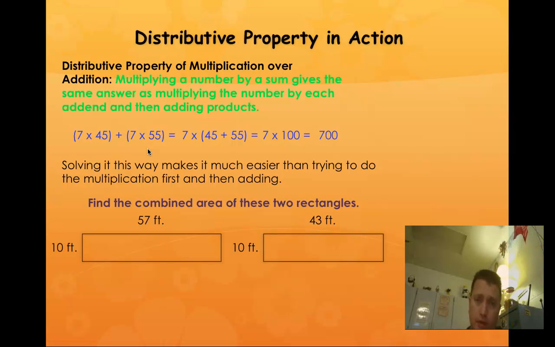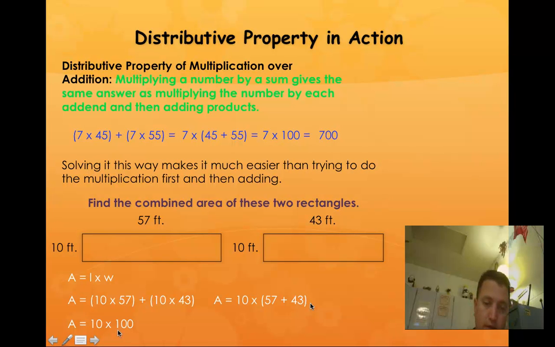You're going to have a problem similar to this when you do your seat work. So find the combined area of these two rectangles. Okay. So area equals length times width. So I'm going to end up with this one, 10 times 57 plus 10 times 43. I see right away I can combine 57 and 43 to give me an easier number to multiply. Okay, when I do that, I get 10 times 100 after I add these together, and that's going to equal 1,000 square feet. Remember, we're talking about area, not perimeter, so it's square feet, everything that covers the inside.